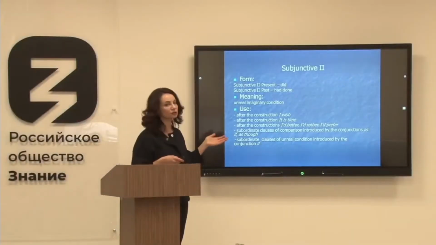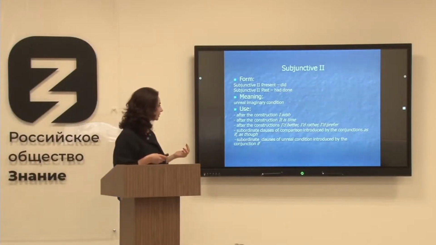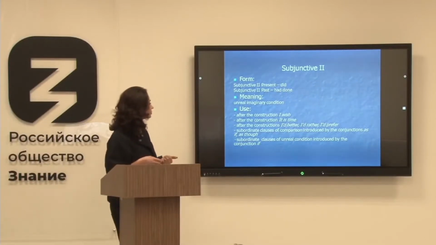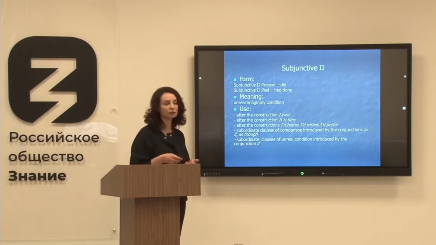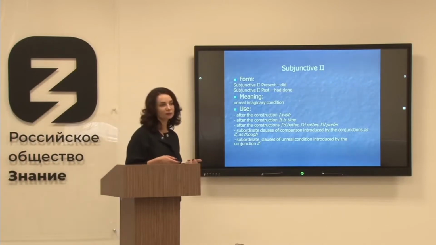The subjunctive 2 is introduced by the conjunctions like as if, as though. And it is also used in subordinate clauses of unreal condition introduced by the conjunction if. For example, I wish we had more time to discuss this problem in detail.